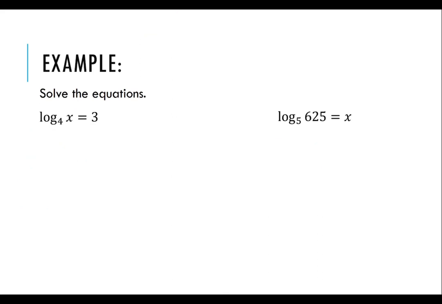Log base 4 of x is equal to 3. That's the same thing as 4 raised to the 3rd power is equal to x. This one's just a calculation. 4 cubed is 64. And it's positive, so we're perfectly fine.